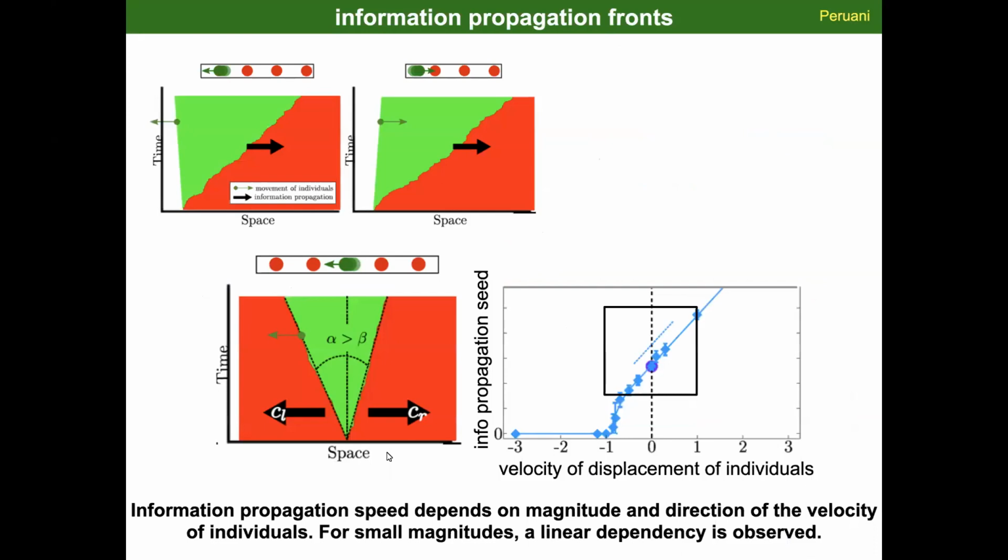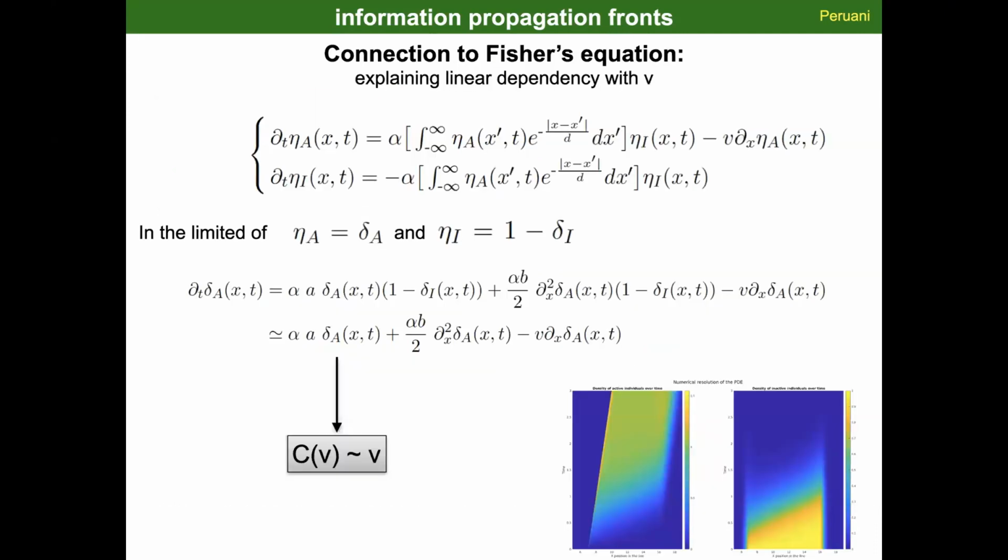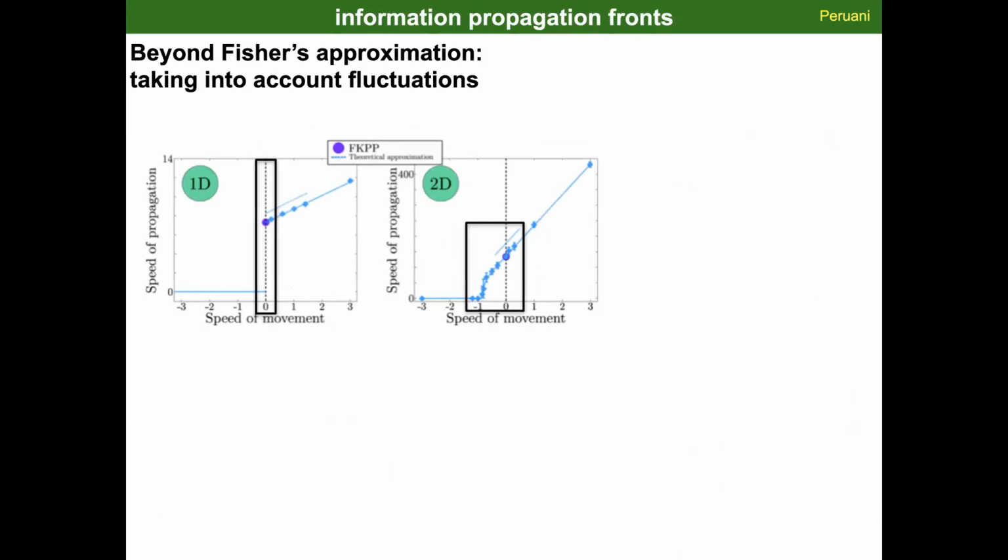Basically, the information propagation speed depends on the magnitude and direction of the velocity of the individuals. With that in mind, what you can do now is go beyond the Fisher approximation and take into account fluctuations. If you do that, there are two things that you can learn.